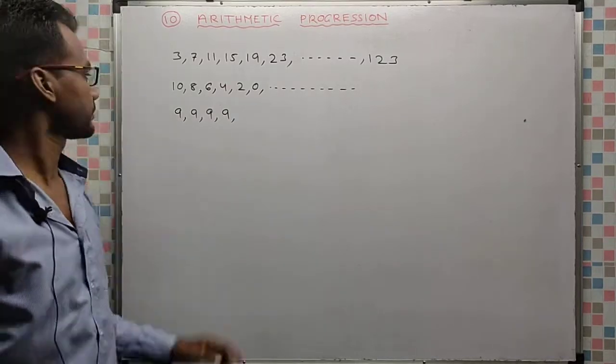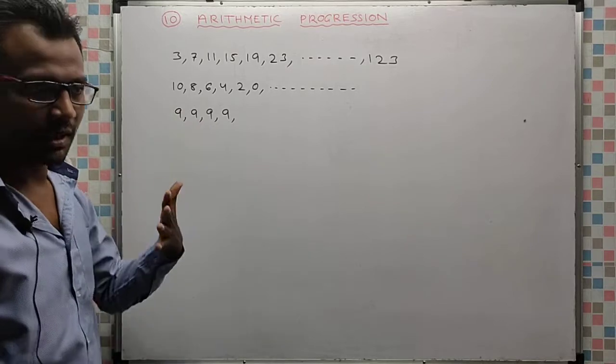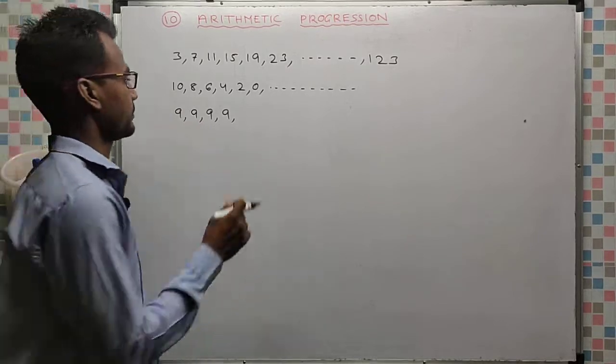After this, which number will come? 9, 9, 9, 9. Means I am keeping it constant. So 9 will come.